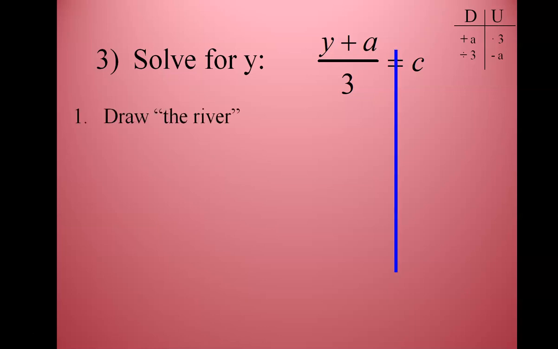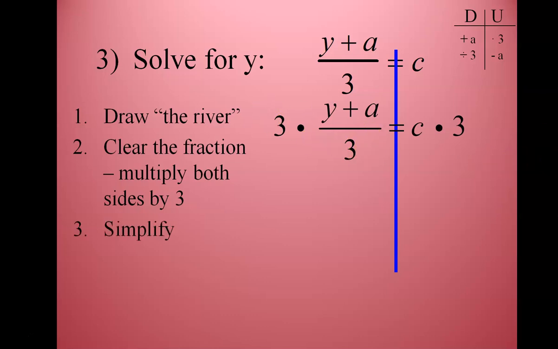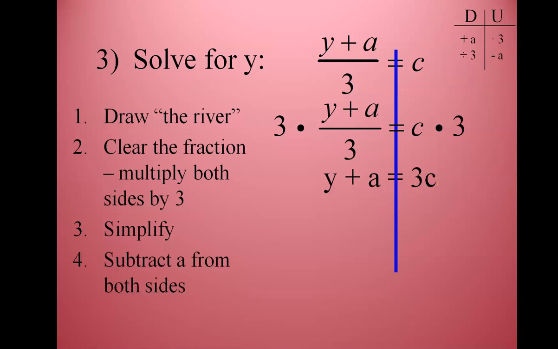So here it is, the river, and we're going to follow the steps. So let's stay tuned. We clear the fraction. Multiply both sides by 3. 3's cancel. Then we would simplify and we end up with y plus a in the numerator. And then on the other side we have 3c. Then I would have to subtract a from both sides. So once I subtracted a, guess what's left? Y equals. Y is isolated. And y equals 3c minus a.